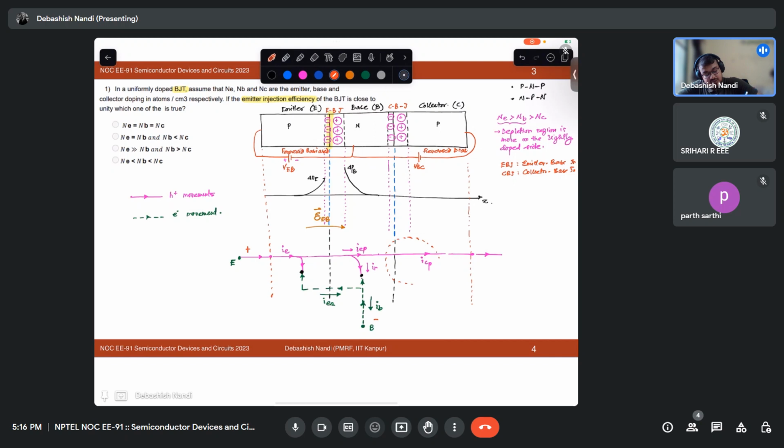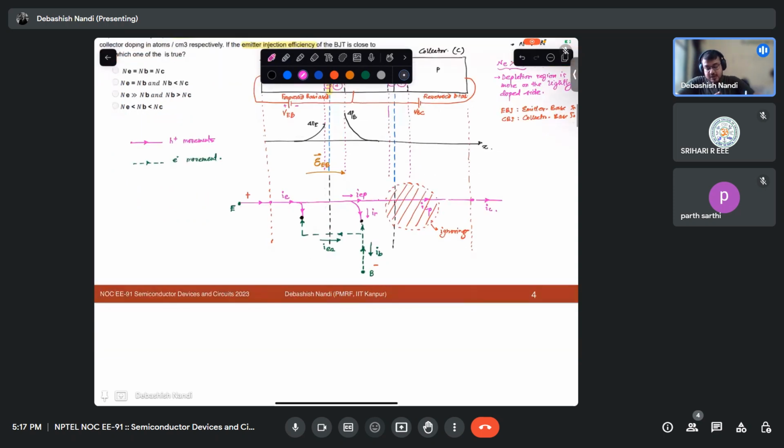Something will happen at this location also, but we are ignoring it for the time being, because at this region something similar will happen, but we are interested in the emitter base junction, because we are trying to find out the emitter injection efficiency. Okay, so this is IC.